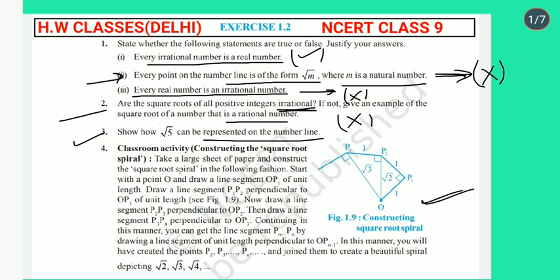Start with the point O and draw a line segment OP1. This is line segment OP1 of unit length. Unit length means 1 unit, 1 centimeter or 1 inch. You can take anything. So simply you can take 1 centimeter.